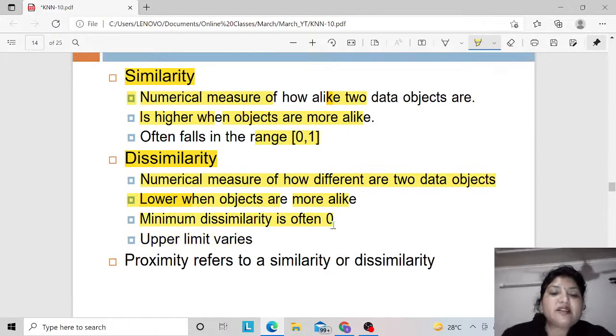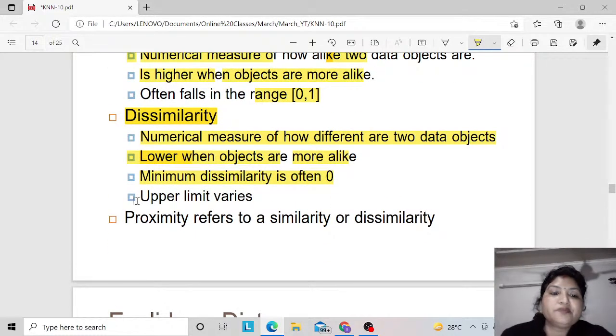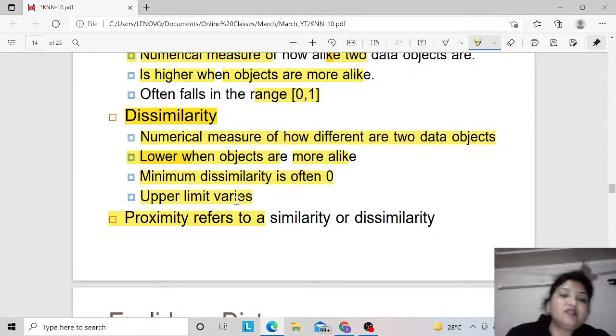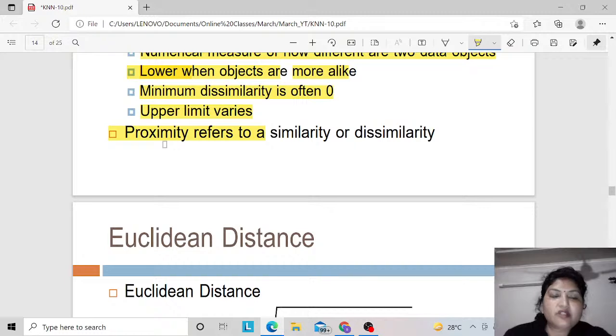Minimum dissimilarity is often 0. The upper limit varies. So similarity falls between 0 and 1, but here the upper limit varies. Proximity refers to either similarity or dissimilarity, right?